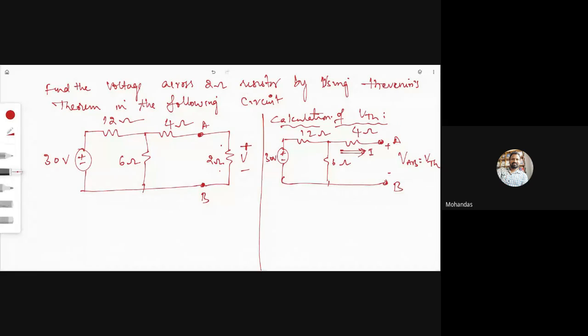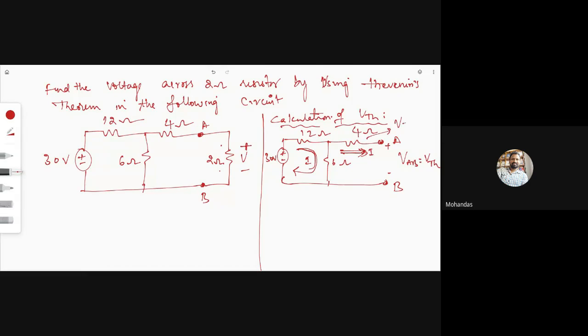Current requires two things. One is a source should be there. Another is a closed path; there should not be an open circuit. As there is an open circuit, current cannot flow here, so the entire current is flowing through this loop. So the current flowing through this 4 ohm resistor is 0.